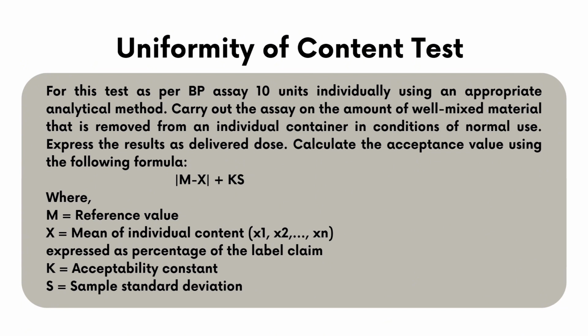Then we carry out the assay on the amount of well-mixed material that is removed from an individual container in conditions of normal use. We calculate the acceptance value using the following formula: M minus X plus k multiplied by s, where M is the reference value, X is the mean of individual content, expressed as a percentage of the label claim, k is the acceptability constant, and s is the sample standard deviation.